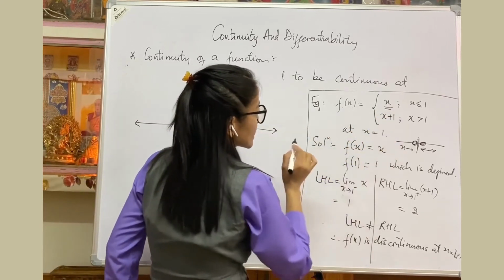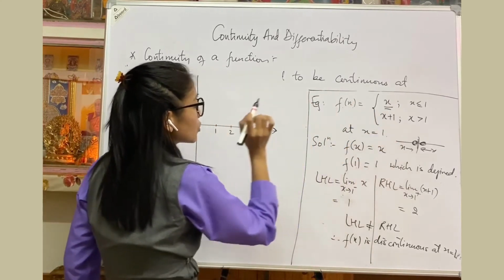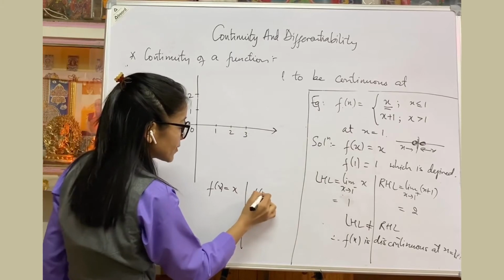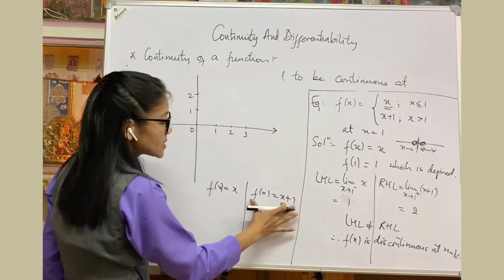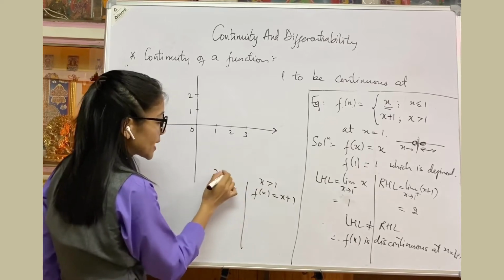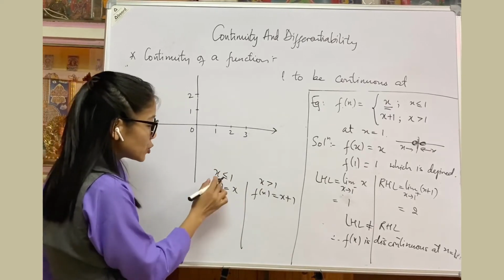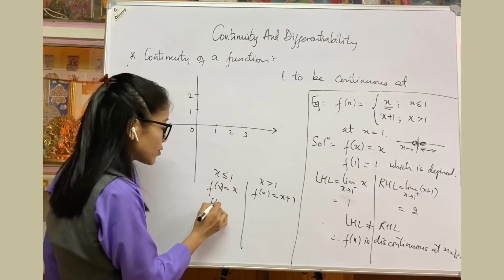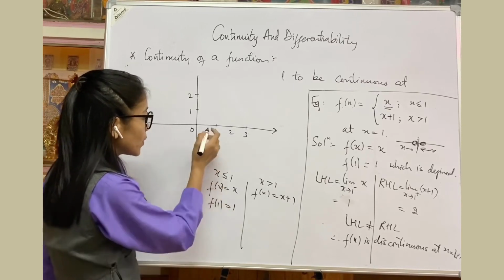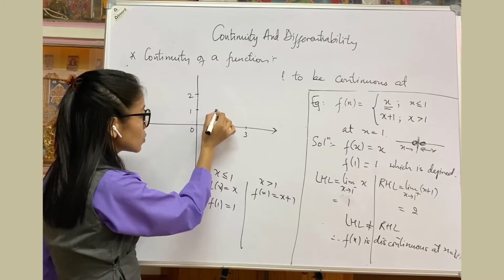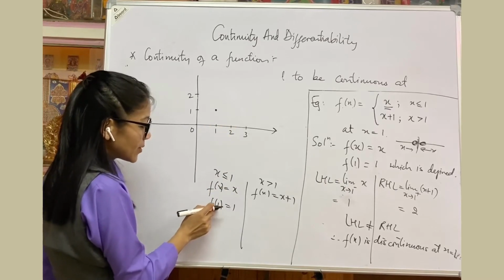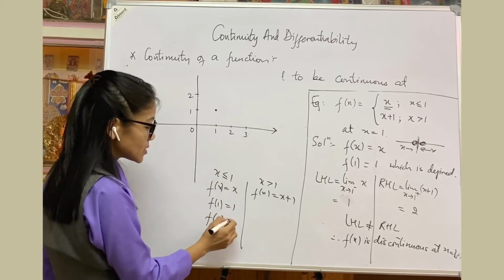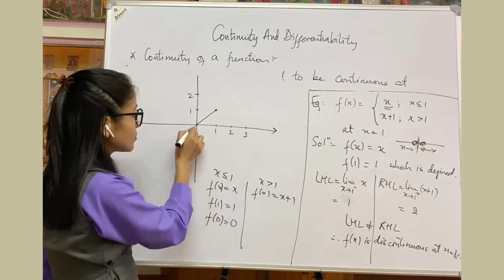So first you will plot one graph for x, taking all the values which are less than or equal to 1. f(x) equals x happens when x is less than or equal to 1, and f(x) equals x plus 1 happens when x is greater than 1. Now x less than or equal to 1 means I can take x equals 1. So f(1) is 1, so its image is 1. Similarly, you can take f(0), which is 0. So this is the graph.